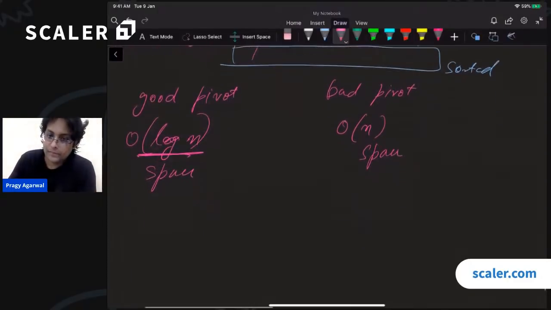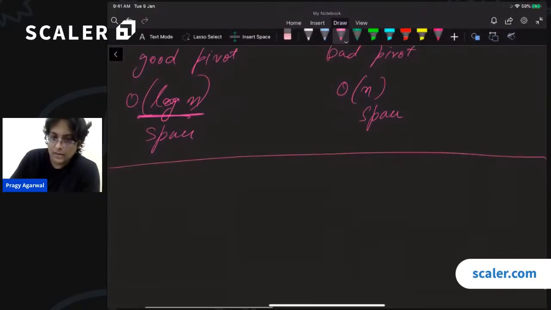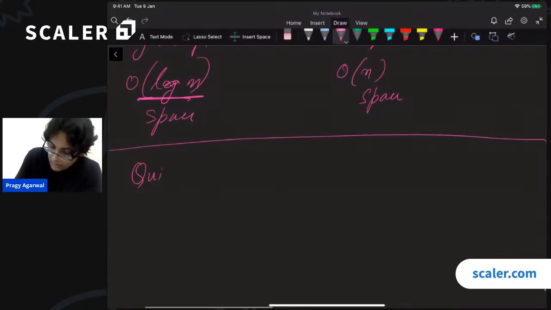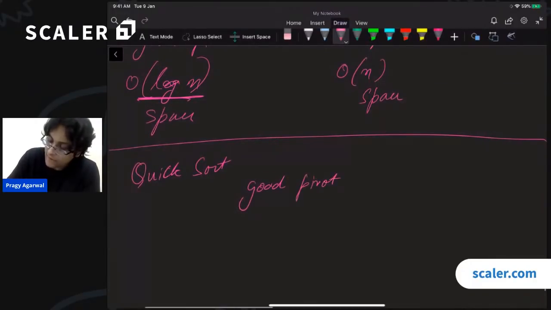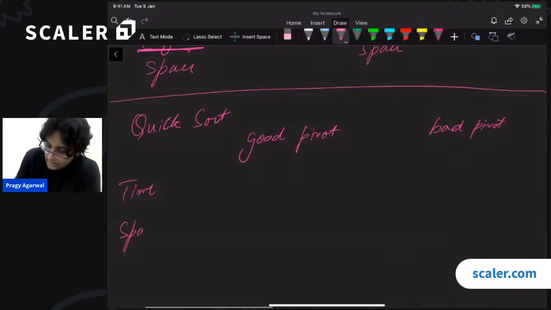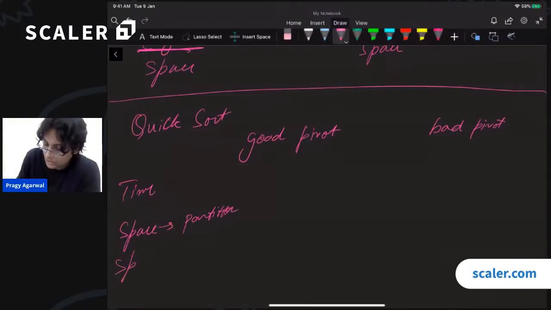Yes. So let me quickly recap. Quick sort, I have the good pivot, I have the bad pivot. I have the time complexity. I have the space complexity for the normal partition algorithm, and I also have the space complexity for the in-place partition algorithm. Okay, let us quickly draw this table.